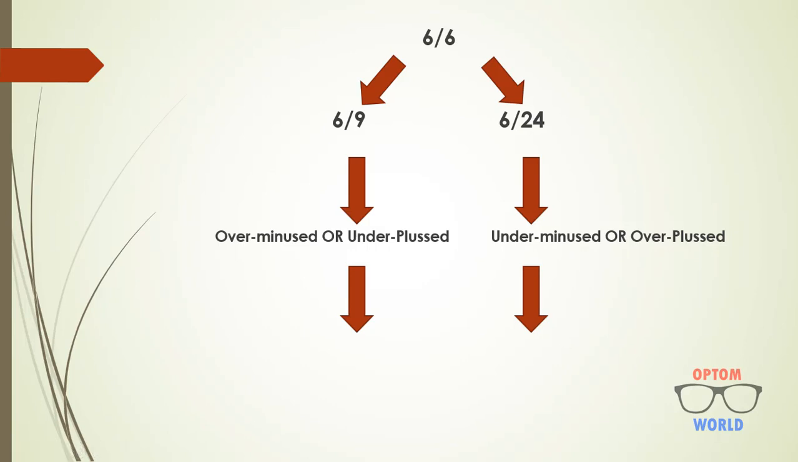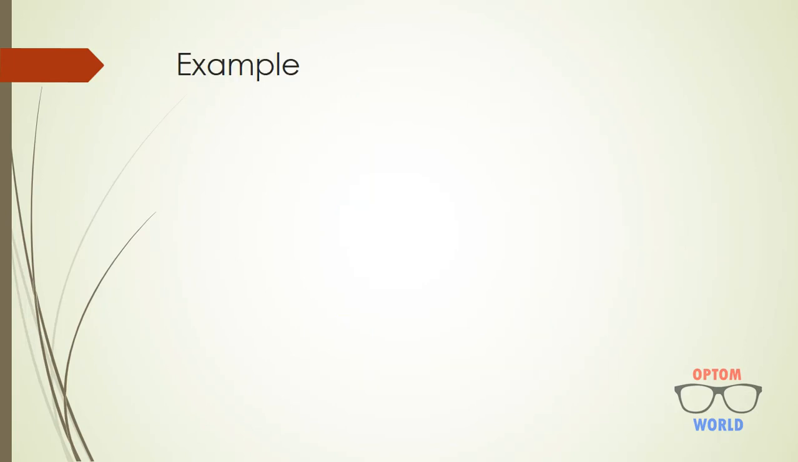In both these cases, the prescription should be rechecked. The spherical component of your refraction should be rechecked. So this is the basic principle of the +1 blur test. Now let's see the application of this test with the help of a couple of examples.